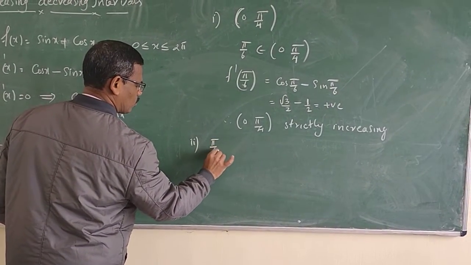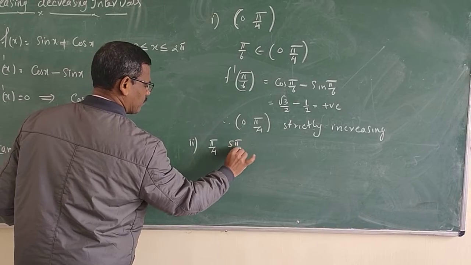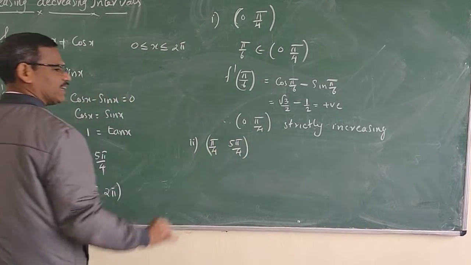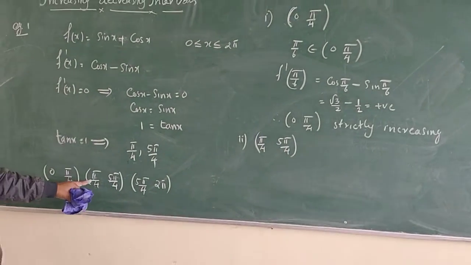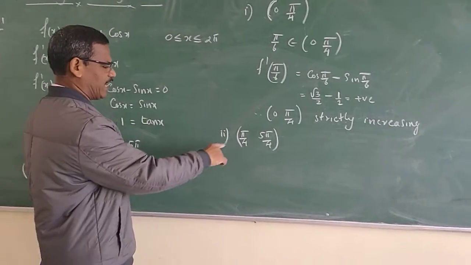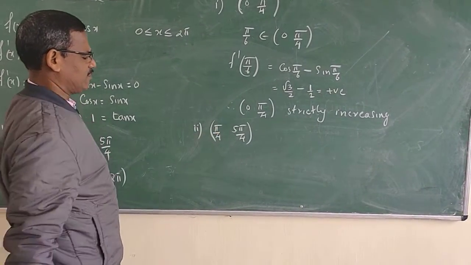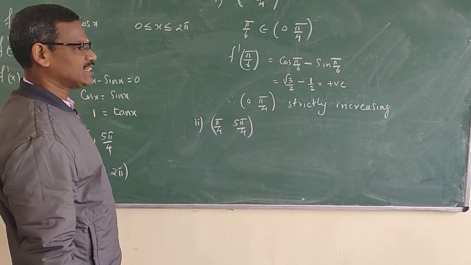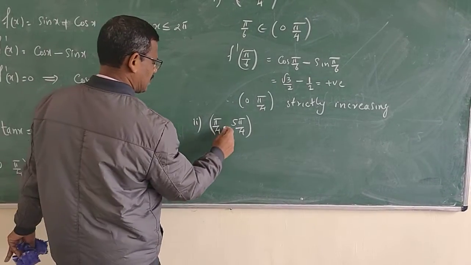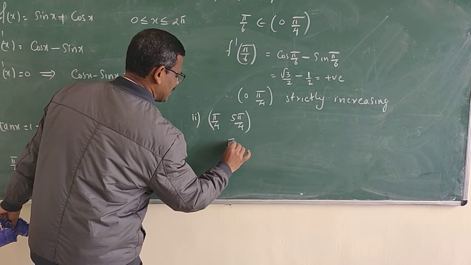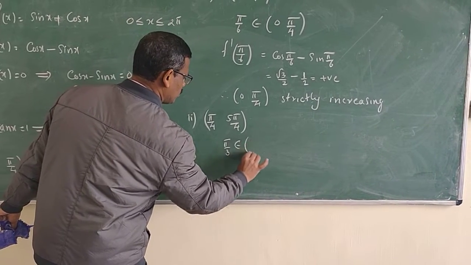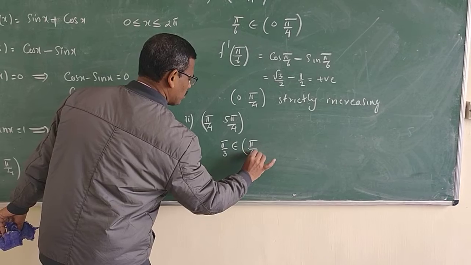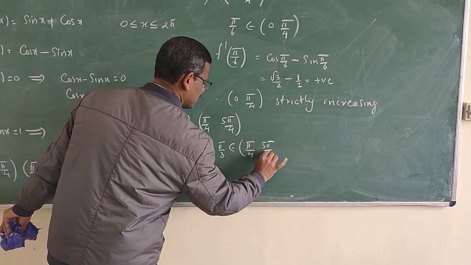Now the second interval, pi by 4 to 5 pi by 4. We should take a value in this interval. It is 45 degrees and it is 225 degrees. Let us take 60 degrees. 60 degrees comes here, no? So pi by 3. Pi by 3 belongs to pi by 4 to 5 pi by 4.